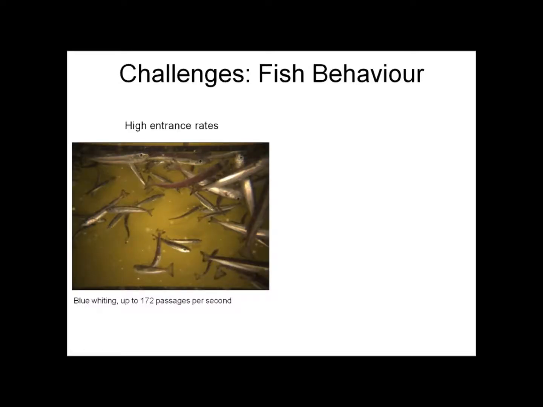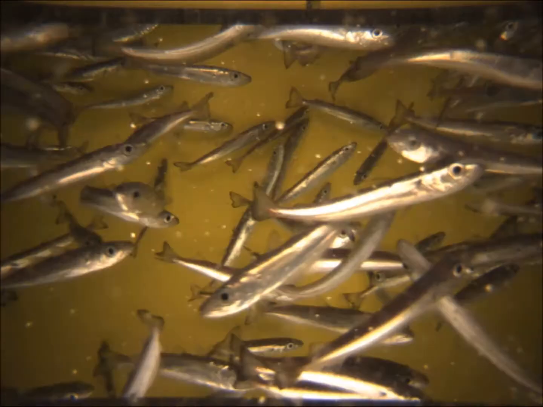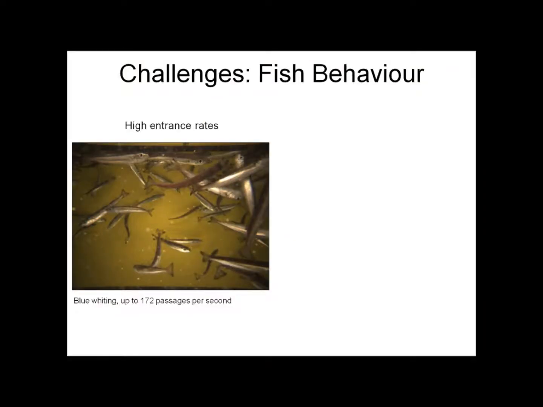So another challenge, the behavior of fish. We can get very high entrance rates. This is a video, if you could click on it. Here we had about 172 blue whiting passing per second. But it still is possible to count the number of individuals with probably some small margin of error. And there are a large percentage of those individuals where I can see both the snout and tail and calculate a length.